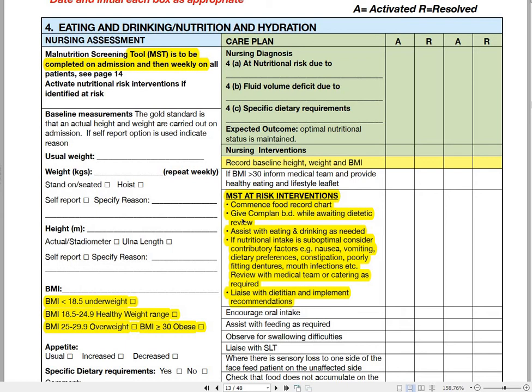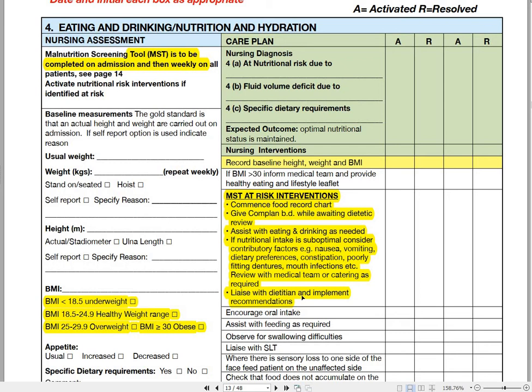So again, it goes through what we need to be doing for the patient who has an elevated MST score. Commence food record chart, give Complan BD while awaiting dietetic review, assist with eating and drinking as needed. If nutritional intake is suboptimal, consider contributory factors, for example, nausea, vomiting, dietary preferences, constipation, poorly fitting dentures, mouth infections, etc. Review with medical team or catering as required and liaise with dietitian and implement recommendations.